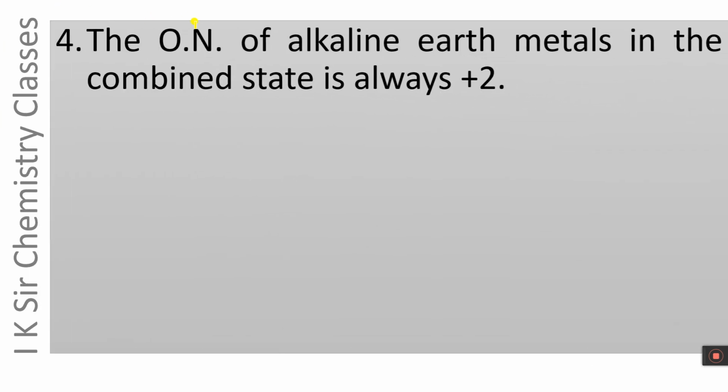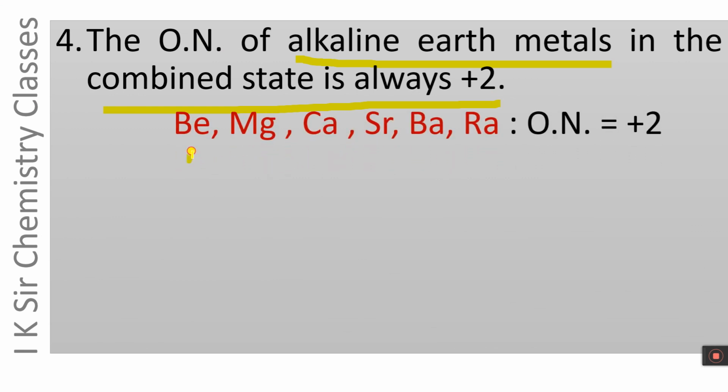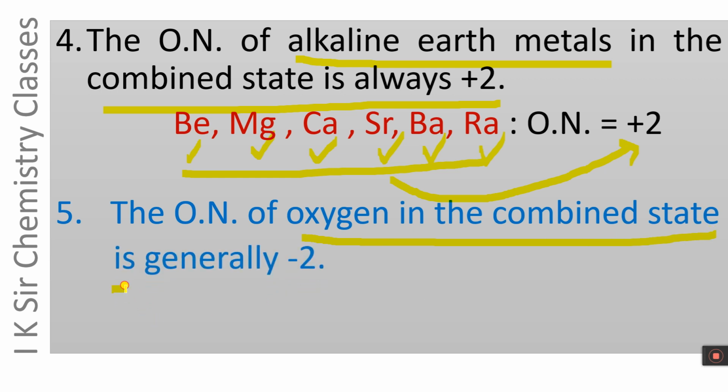The oxidation number of alkaline earth metals in the combined state is always +2. These are the alkaline earth metals: beryllium, magnesium, calcium, strontium, barium and radium. These alkaline earth metals in the combined state have oxidation state +2. The oxidation number of oxygen in the combined state is generally -2, not always, generally -2. In some cases, it may be other than -2.